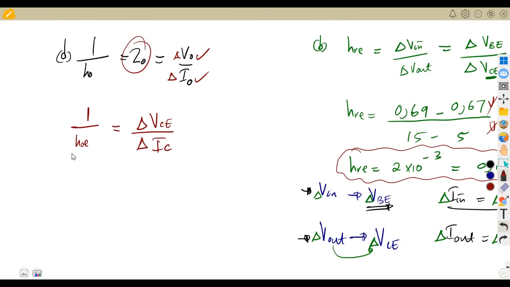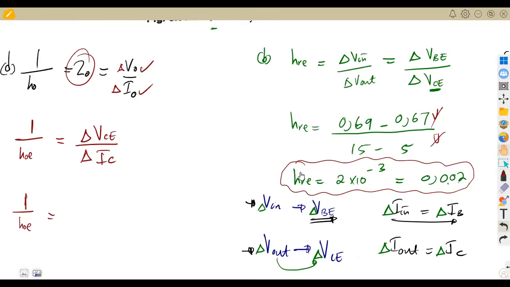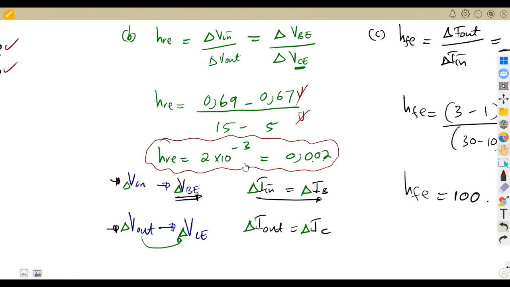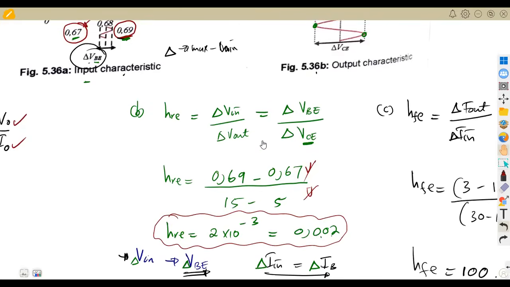So that's 1 over conductance, which gives us the output impedance. This is the output impedance, guys, 1 over hoe. So we're just going to substitute the change in VCE, guys. I think we talked about this. I removed it, no problem.